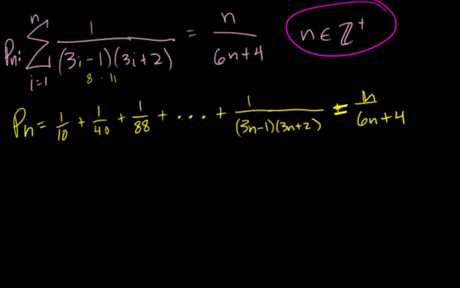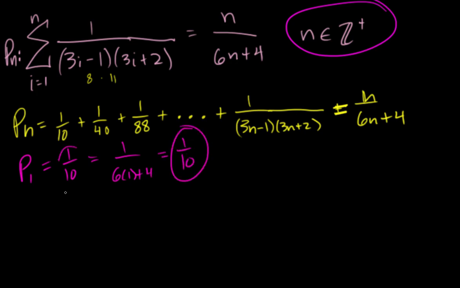And if we plug in a 1 for n, when we test P1, you see on the left side it's 1/10. On the right side, we get 1 over 6 times 1 plus 4. 6 times 1 is 6, plus 4 is 10, so that is also 1/10. And so the first case, P1, is true.